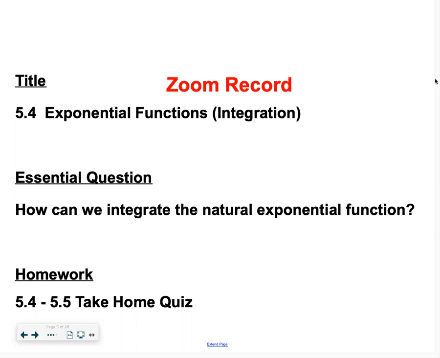All right, so we're doing how can we integrate the natural exponential function? Natural exponential function being this, e, basically. How can we integrate e?